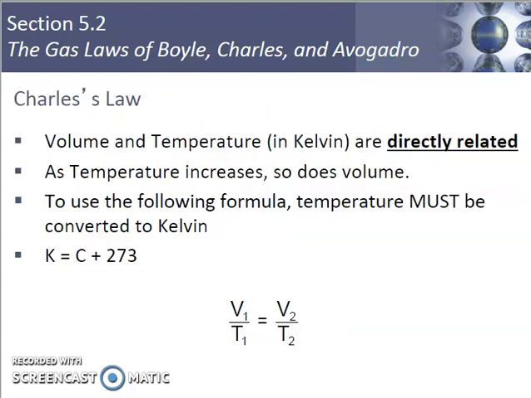Charles' law is our first example of a direct relationship. Charles' law refers to volume and temperature. So for a direct relationship, as my volume goes up, then my temperature also goes up and vice versa. And so normally you see this as we increase temperature.